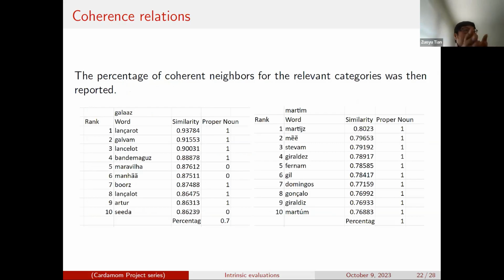Here is an example of our result. We can see that, for example, for the first word, Galazi, 7 of the 10 word neighbors are proper nouns. So the accuracy of the top 10 neighbors is 70%. And for the other word, Martin, the accuracy is 100% because we can see that all the neighbors are proper nouns.